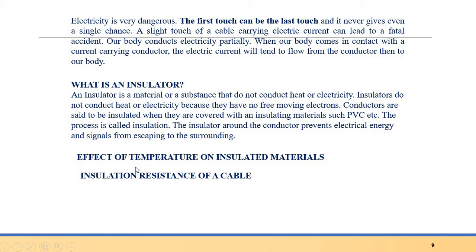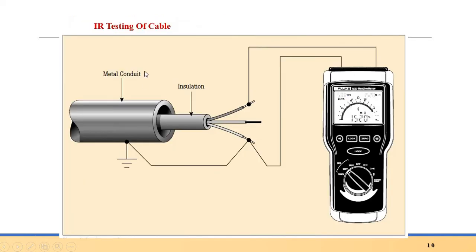So what is the effect of temperature on the insulating material? When the temperature increases, insulation resistance will decrease. Here, we can use the IR tester for measurement of insulation resistance. This is a cable having 3 conductors, and over it there is an insulation. And this is the IR tester.